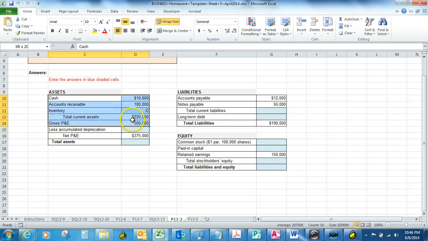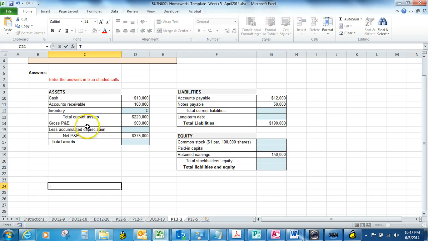Your current assets plus your long-term assets give you your total assets. Over here you have your current liabilities plus your long-term debt give you your total liabilities. Your equity section is here. Your liabilities plus your equity give you your total liabilities and equity. Your total liabilities and equity must equal your total assets. So, in essence, remember your balance sheet equation.